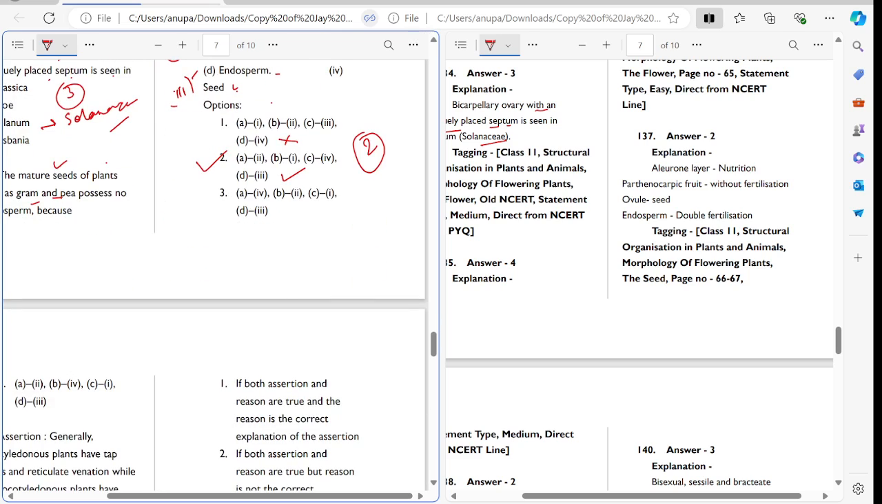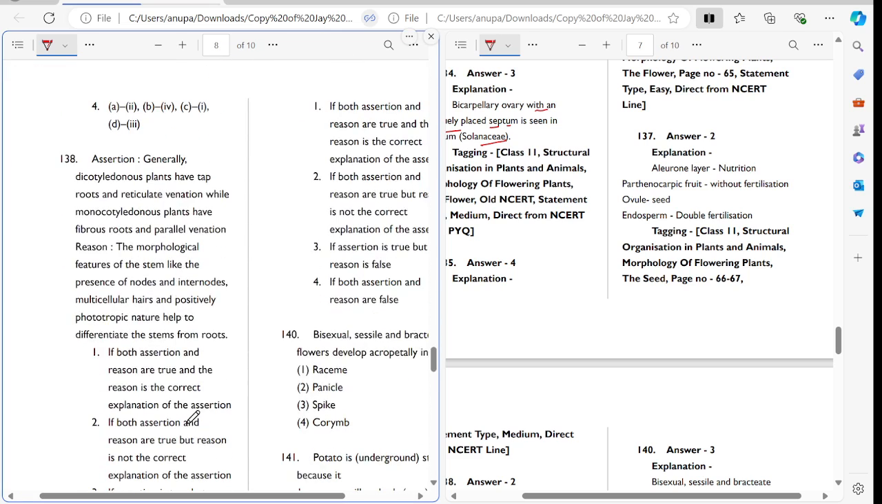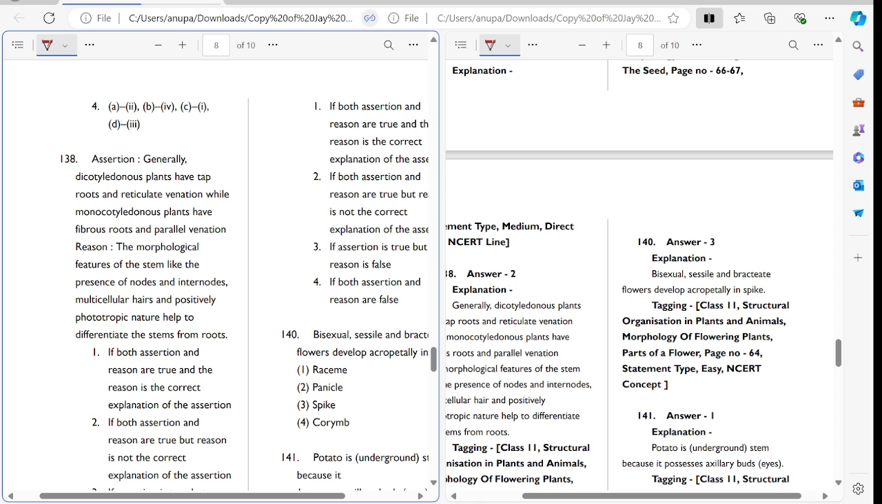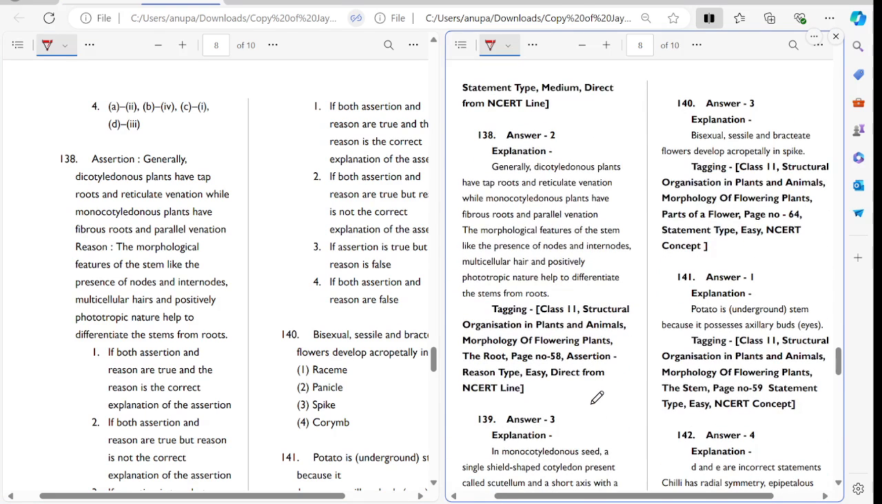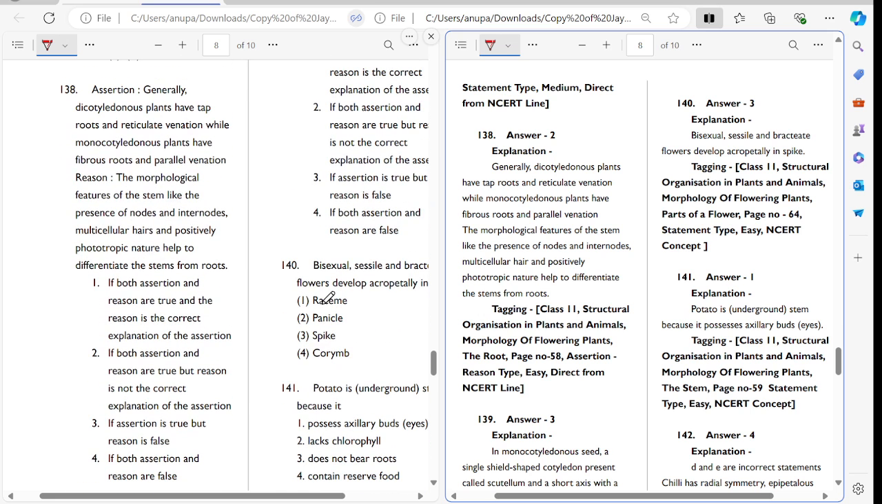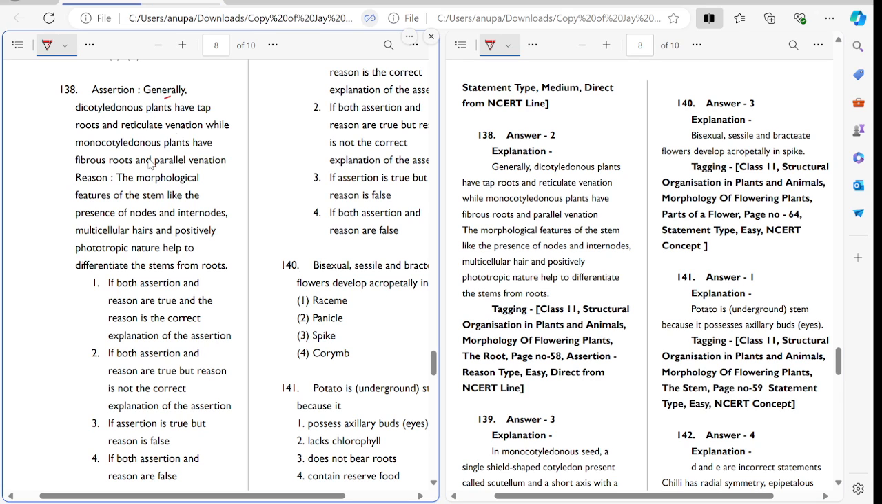Now let's move to the next question, that is question number 138. Question number 138 is an assertion and reason type question where 4 options are given and we have to find out, based on the assertion and reason, which option is correct. So let's read the assertion. Assertion says that generally dicotyledonous plants have tap roots and reticulate venation, while monocot plants have fibrous roots and parallel venation. Yes, this is correct. The statement is true.